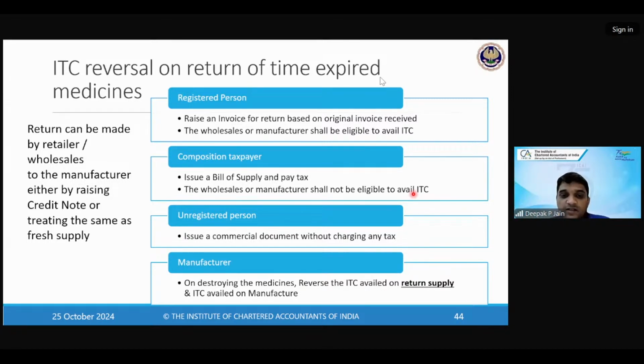If it is an unregistered person, then he will not charge GST. He will only raise a commercial invoice because he cannot issue a tax invoice. Now, from the manufacturer's perspective, once he receives the goods, he has to destroy the medicines because they are expired goods, he cannot reuse them. Once these goods are destroyed, he will reverse the ITC on the return supply and the ITC availed on manufacture. Whatever is the ITC availed, he will have to reverse because these are all expired goods. Now he's destroying those goods. On destroying, whatever input tax credit is there has to be reversed. Clear with this?